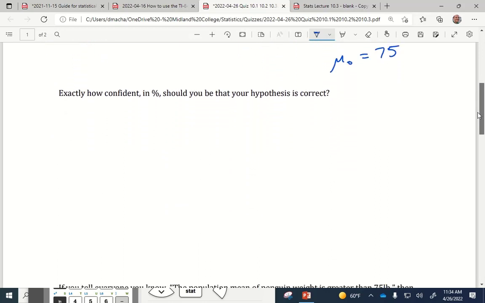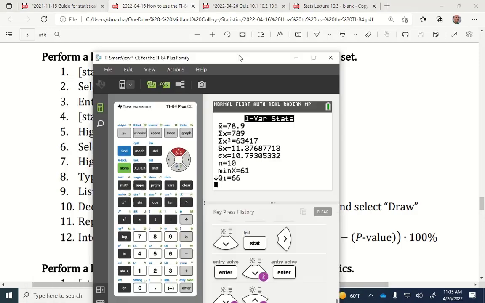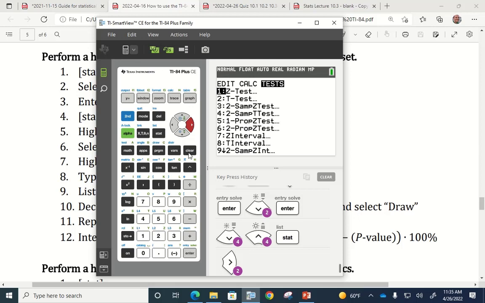So the shortcut here to doing this hypothesis test is we're going to, well, we already put my measurements in list 1. So we're going to go to stat, tests, and then we're going to select number 2, which is a t-test. And the reason it's a t-test is because we're going to use the t-distribution because it's a mean. So we go to stat, you go to tests, you select number 2, the t-test.